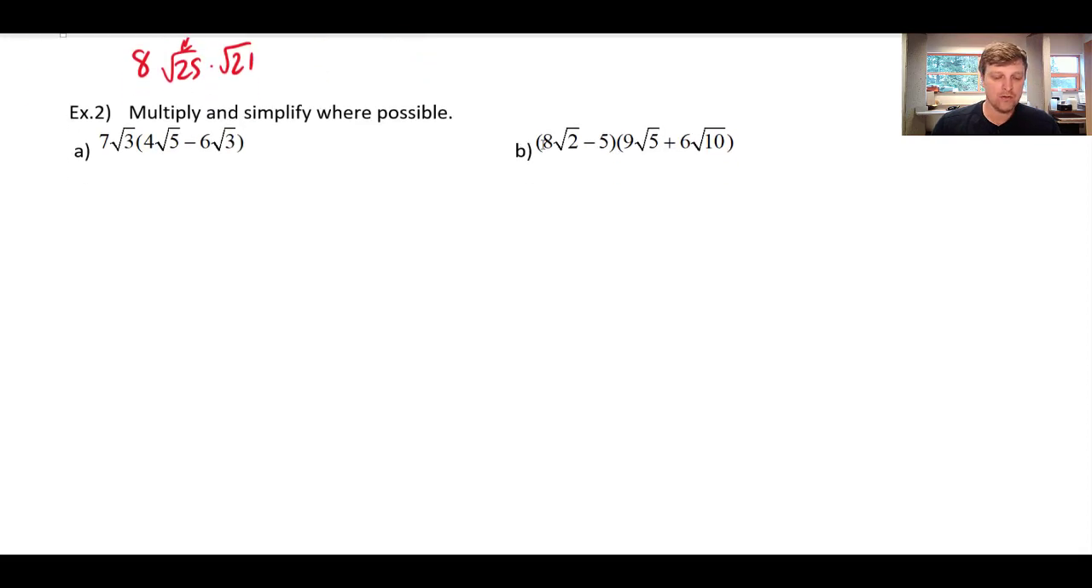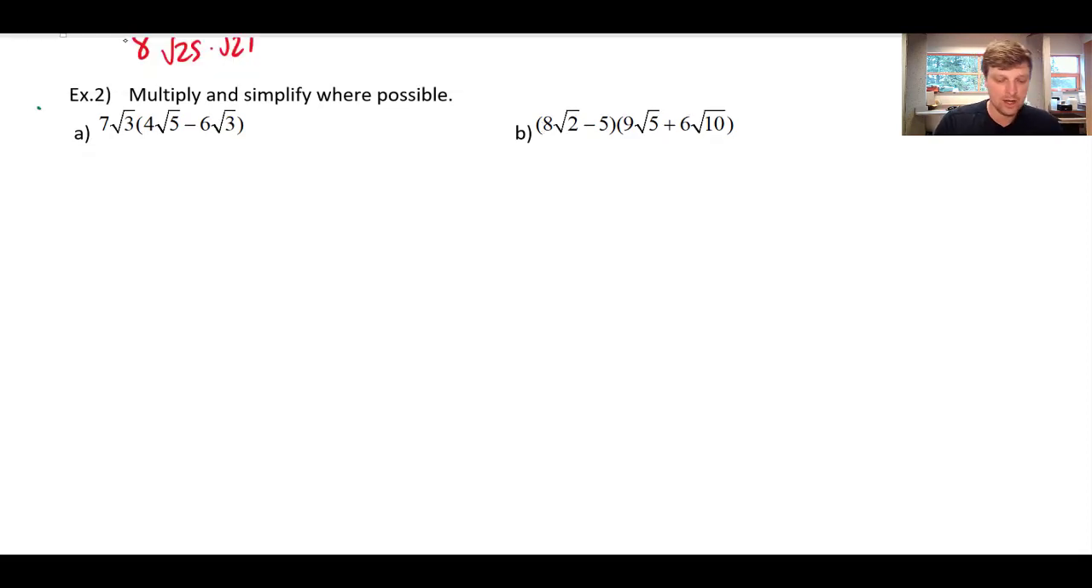Now, this is still true if we're trying to multiply terms that are, for example, binomials, and so on. If I have, like this example here, 7 root 3 times 4 bracket 4 root 5 minus 6 root 3, I'm just going to multiply the first term, and then I'm going to multiply the second term. So 7 times 4 gives me 28. Root 3 times root 5 is root 15. And then 7 times negative 6 is negative 42.